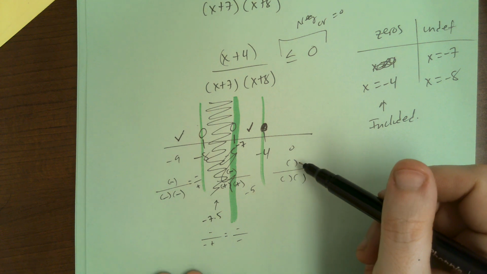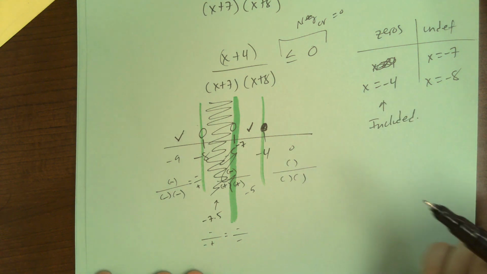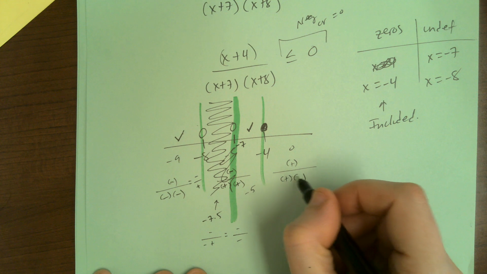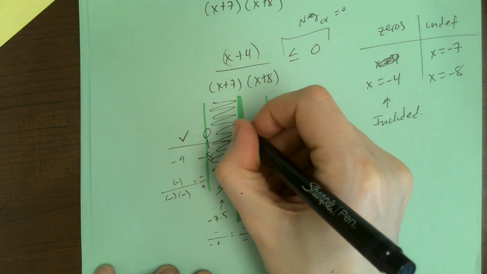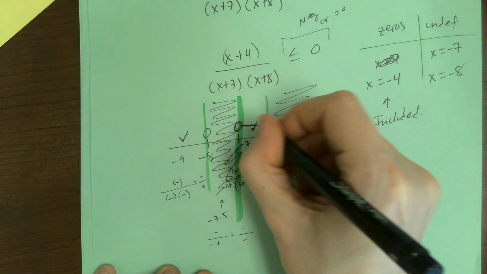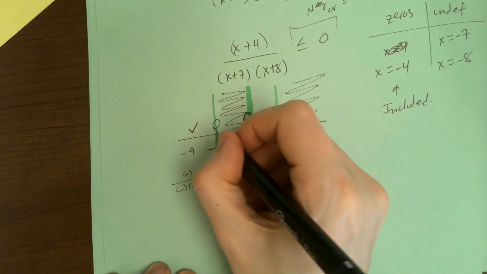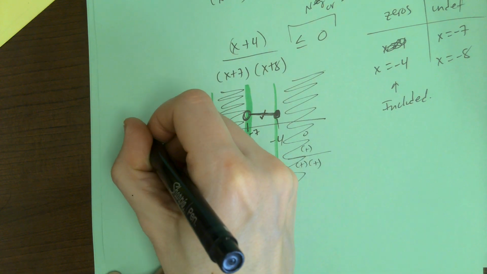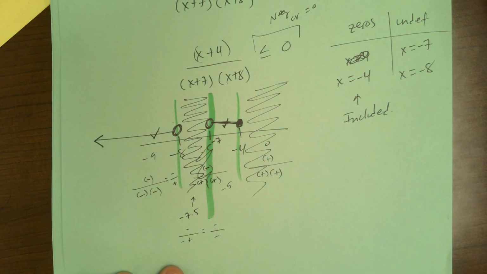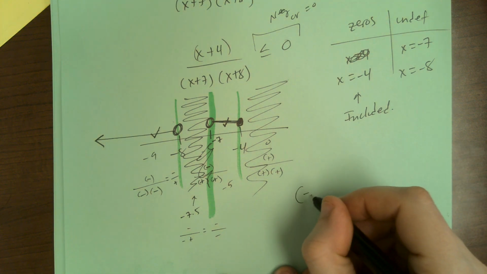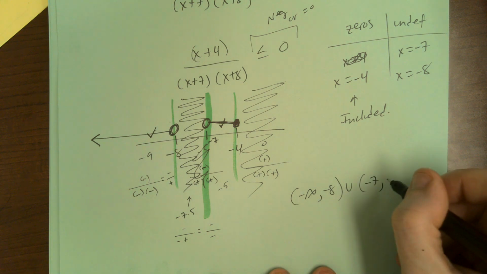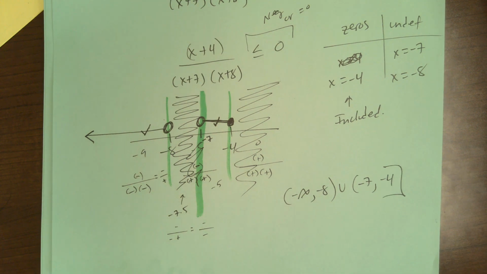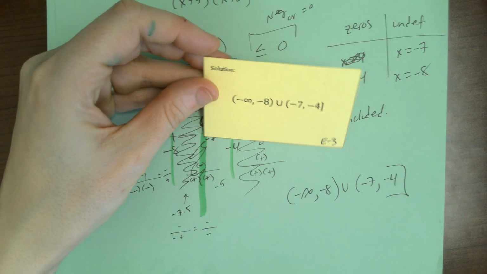Okay. And then finally, plugging in 0, I'm getting all positives. Positive, positive, positive. Don't want. Okay, so my solutions are there and there. So the answer is from negative infinity to negative 8, union negative 7 to negative 4, and we include negative 4. Oh, yikes. Okay, I think I did get it.